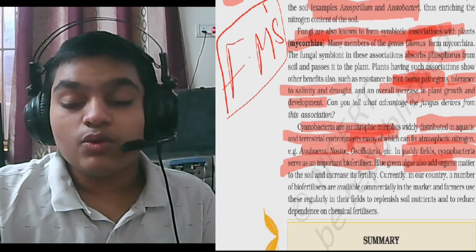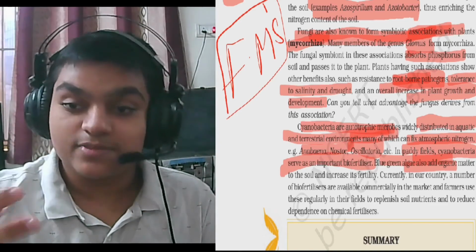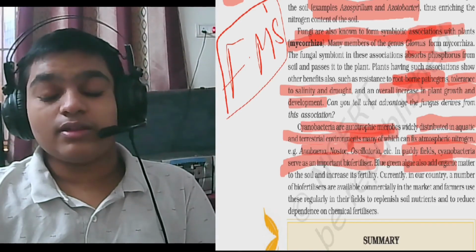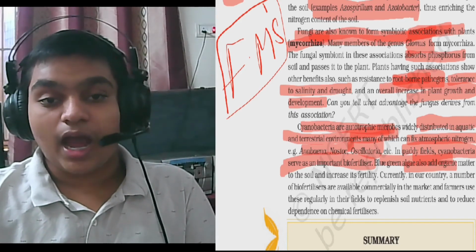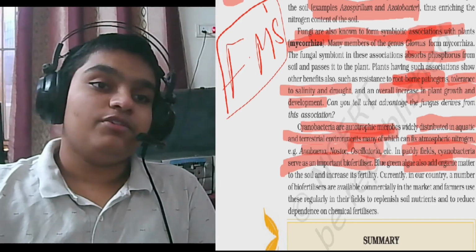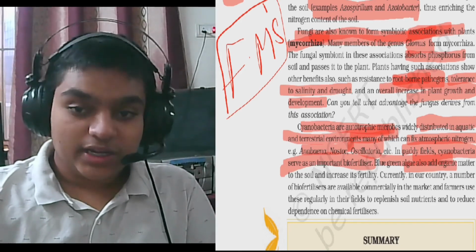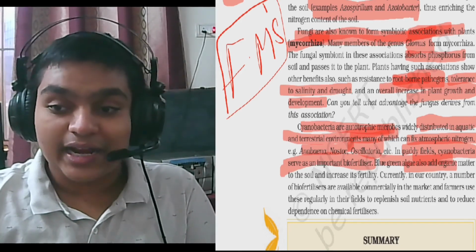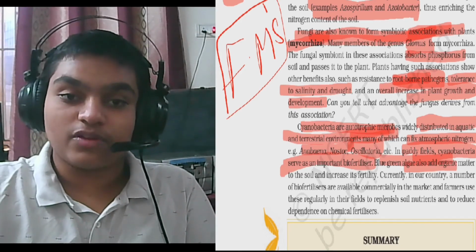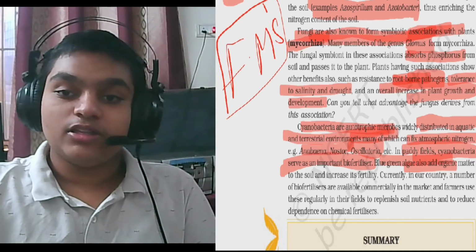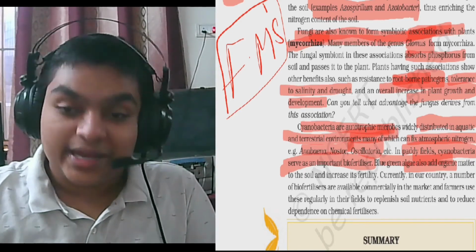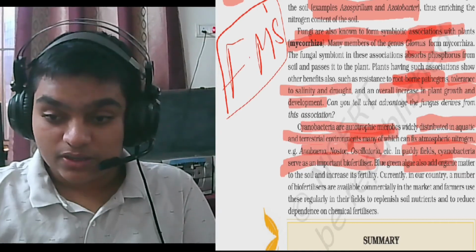Why are they used extensively only in paddy fields? For the growth of cyanobacteria, blue green algae, we require stagnant water. In paddy fields we have stagnant water for the growth of the rice plant, so these can be used there extensively as a biofertilizer.